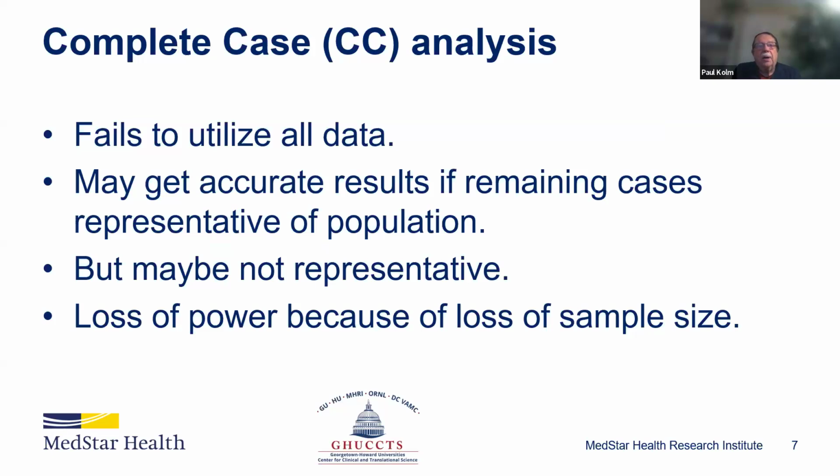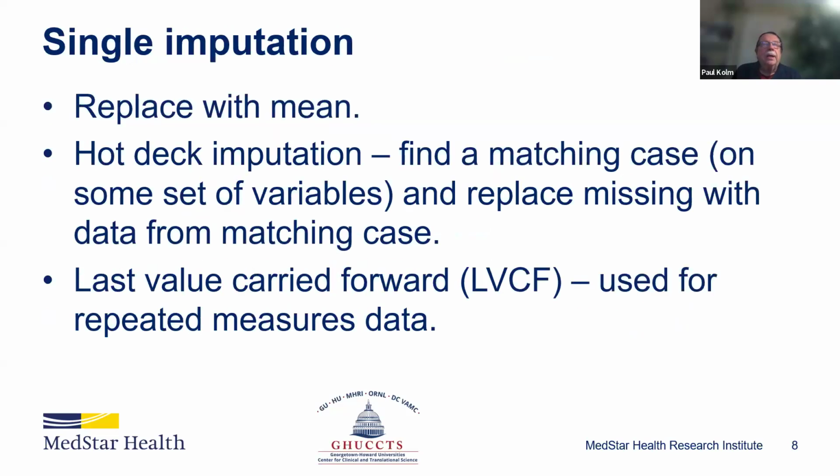And then also when you exclude the missing data, you're obviously going to lose power because you're going to lose sample size. So I'm going to talk first about single imputation and what we mean by that and different ways of doing that. And as I'll end up with, this is usually a bad idea of a way of imputing data.